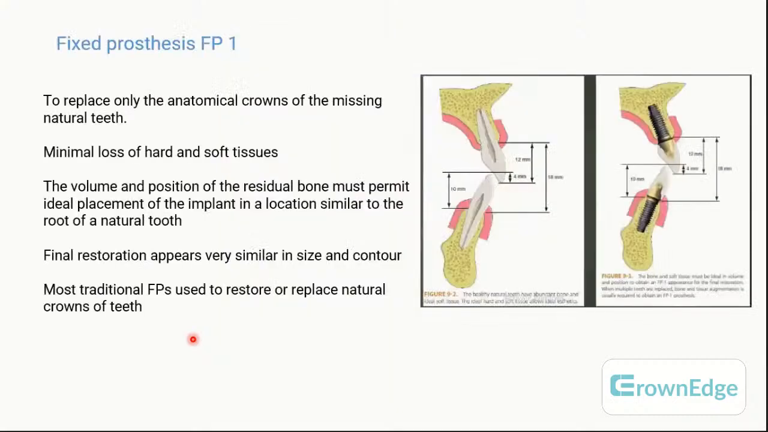Quickly moving on to FP1, we discussed this the last time around as well. What it does is basically replace just the crown structure. Where can I use an FP1? Where there is minimal loss of my hard and soft tissues. Wherever I see not much loss there, FP1 prosthesis comes into play. This is also dependent on the position of your bone and the position of your implant. This is a pretty straightforward concept in which only your tooth is missing. We place an implant and replace just the tooth component. That becomes an FP1 prosthesis.